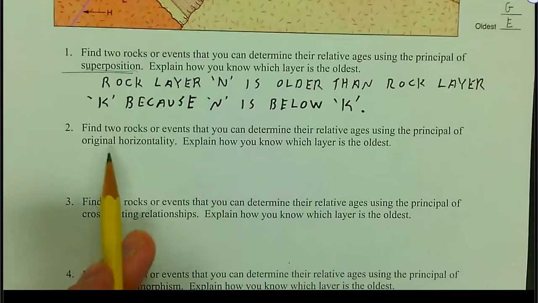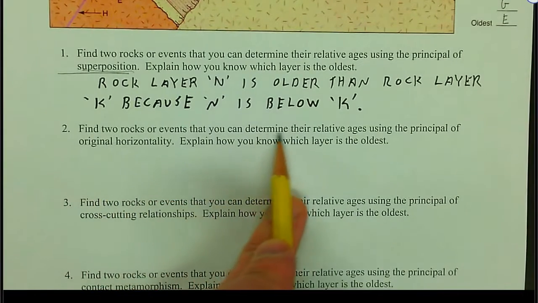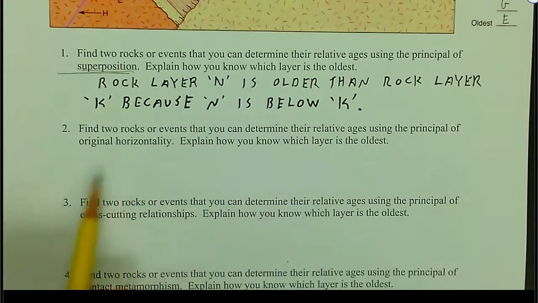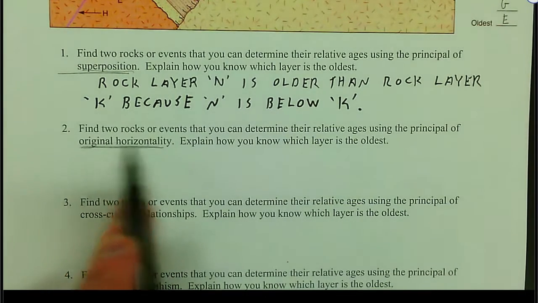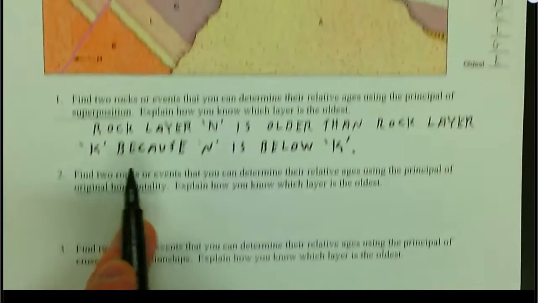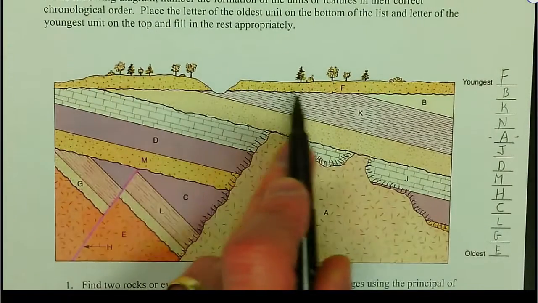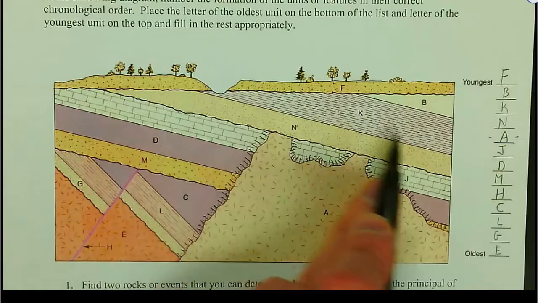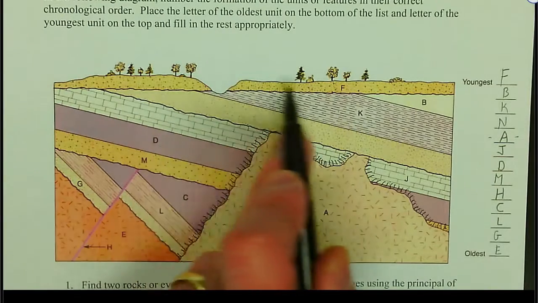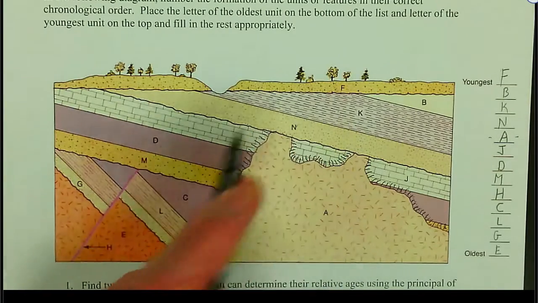The next question says find two rocks or events that you can determine their relative ages using the principle of original horizontality. How do I know one thing is older than another based on the fact that rocks are deposited horizontally? I think the best one to use here is I know that F is younger than K because F was not tilted and K was.